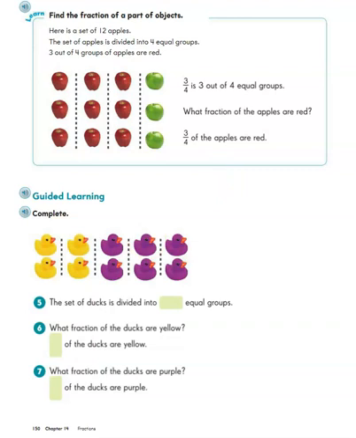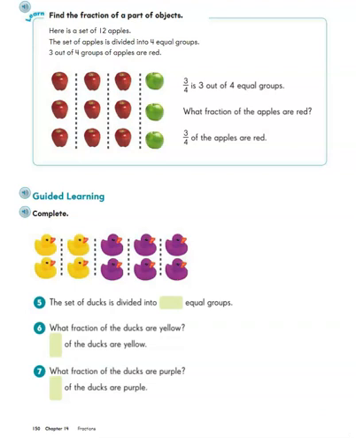And to go a little further, how many of those apples are red? Well, we know it's 3, 6, 9. So that means that 9 is 3/4 of the number 12. Does that make sense?